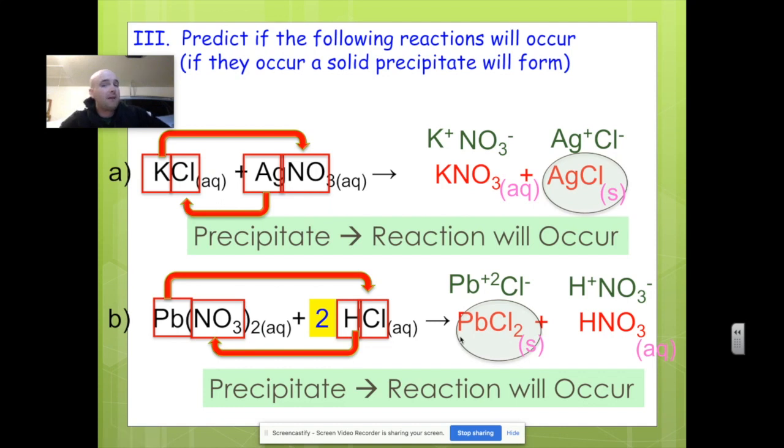Now, don't forget to balance this one. Whenever you make these products, there's always that key that sometimes you'll have to balance, because we only had one chlorine over here at first, but we have 2 chlorines over here. We needed that, so that's going to be helpful. We also need that too.